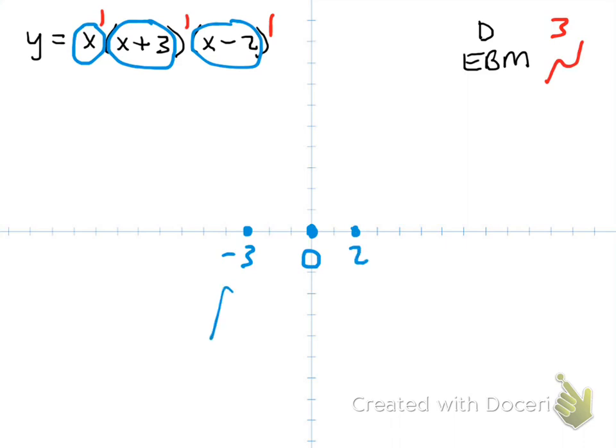We know it starts low, and ends high. And each of the multiplicities is 1, so it's going to cross at -3, cross at 0, and cross at 2. That's it.